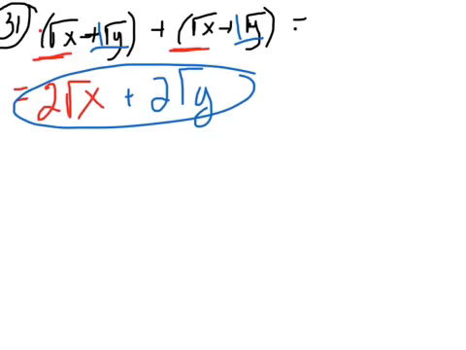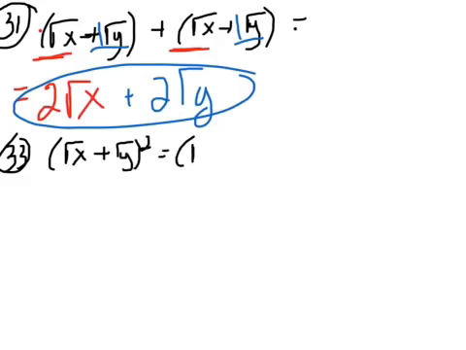The next one is a little bit more complicated. We've got to be careful. A lot of people look at this and want to say, oh, that's just square root of x squared plus square root of y squared. No, not really, because this means I've got 2 copies of those things. Okay, so I'm going to write them down.